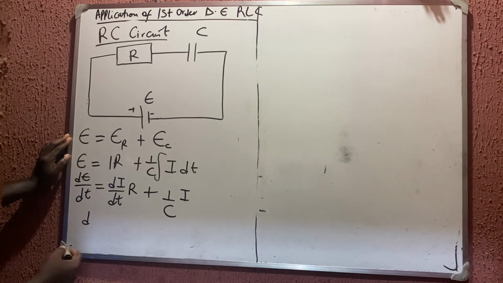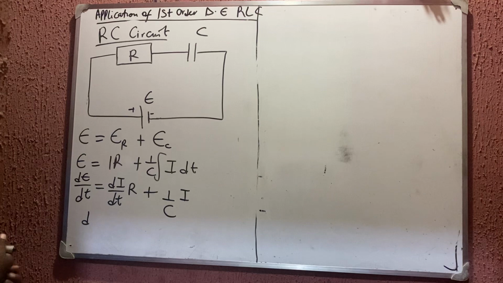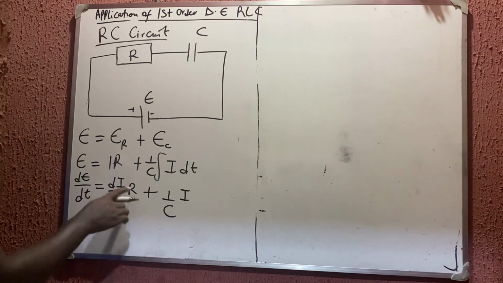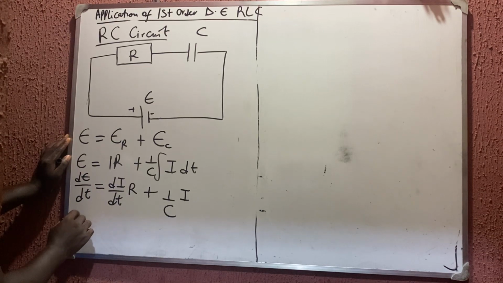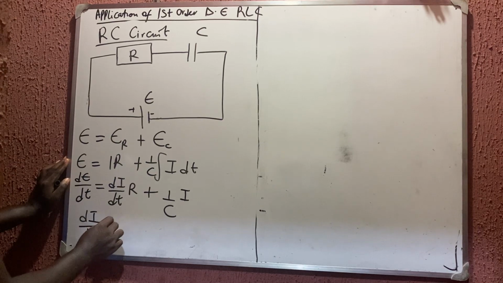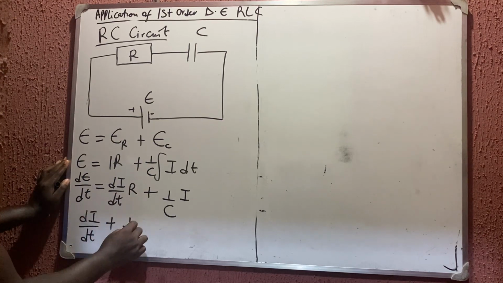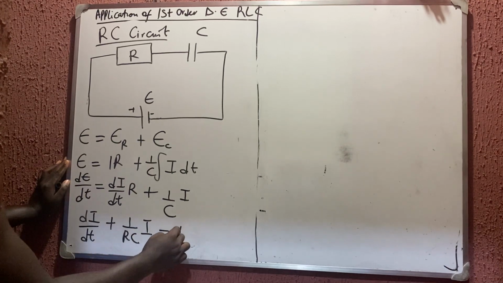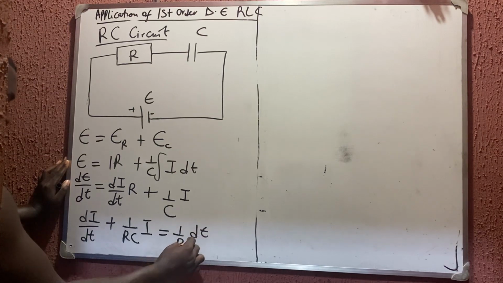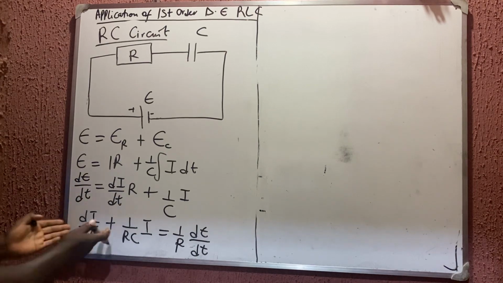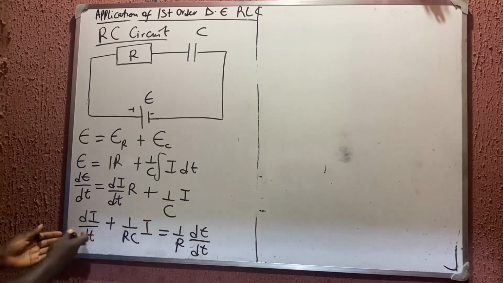Let's divide everybody by R. I want the dI/dt to stay alone. If I divide everybody by R, I'm going to have dI/dt plus, dividing by R, 1 over RC, because I'm dividing with my I, is equal to 1 over R dE/dt. Just do it gingerly. Divide everybody by R, then arrange it very well. That's what I did.